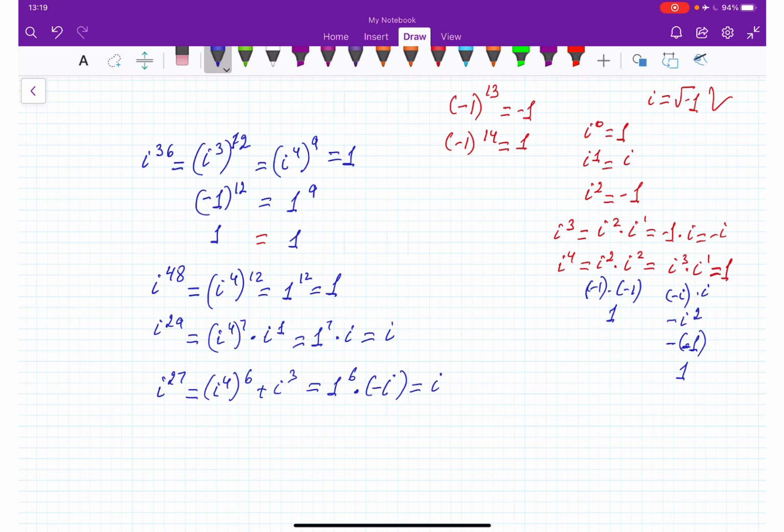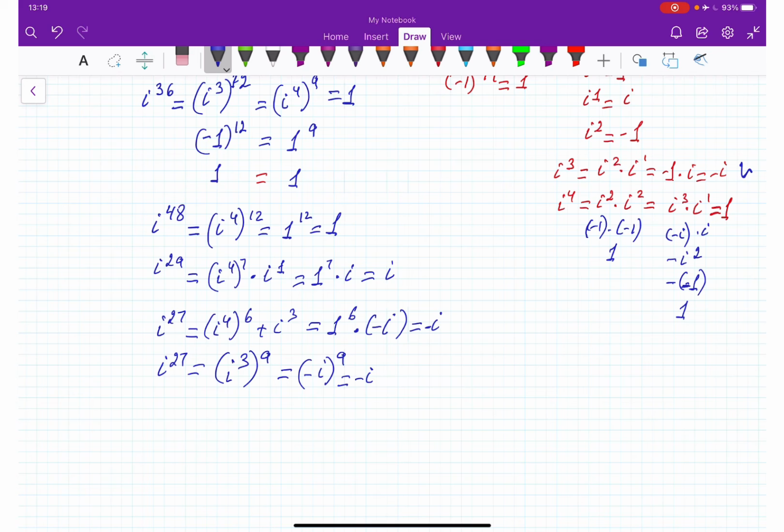Result is going to be i. Or I also could take i to the power 7, which is i to the power 3, right? To the power 9, 3 times 9 is 27. So i to the power 3 is what? Negative i, right? So negative i to the power 9 is going to be negative i. Here also negative i. Okay.